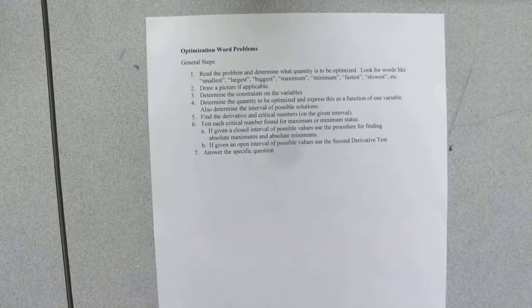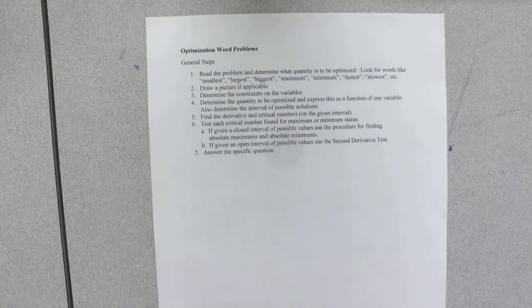1, read the problem and determine what quantity is to be optimized. Look for words like smallest, largest, biggest, maximum, minimum, fastest, slowest, etc. And that's how you will recognize optimization problems versus related rate problems. Related rate problems are always going to talk about a dynamic situation, things moving, generally with respect to time. Optimization problems generally aren't dynamic, things aren't moving, and it's always going to talk about biggest, smallest, largest, that sort of stuff. 2, draw a picture if applicable.